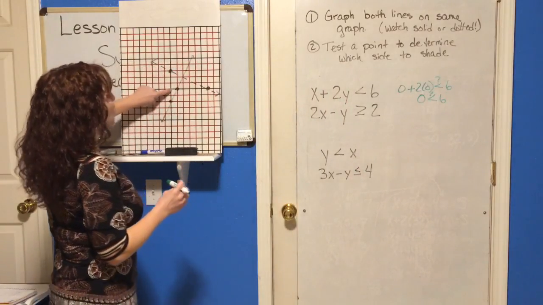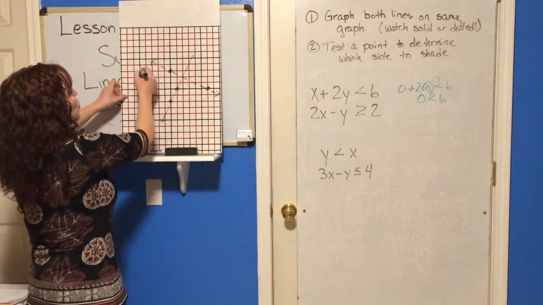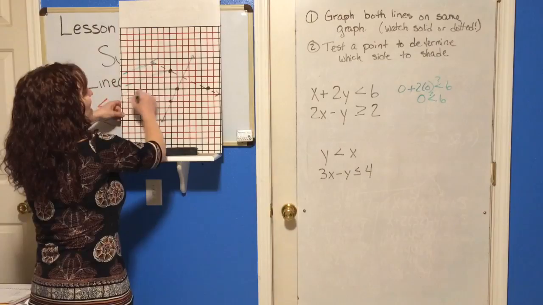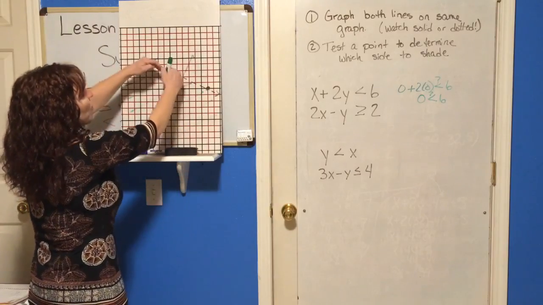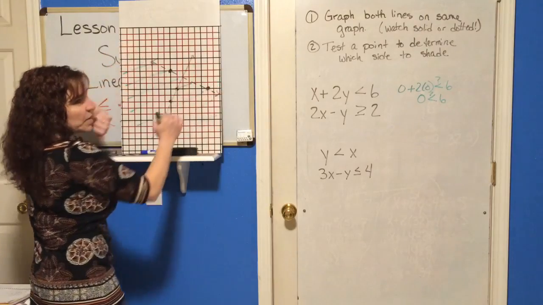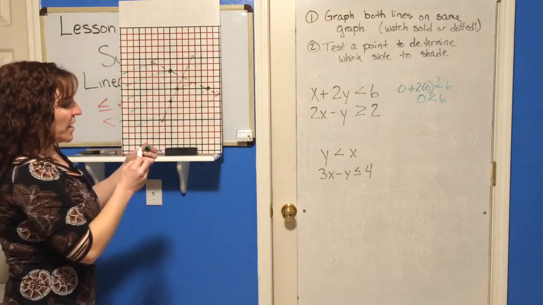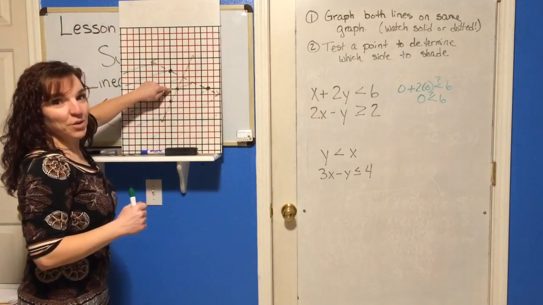So if this point makes your statement true, then you're going to shade everything on this side of that line. Don't get confused with the two lines, okay? So far, so good? If that had not been true, we would have shaded the other side, okay?